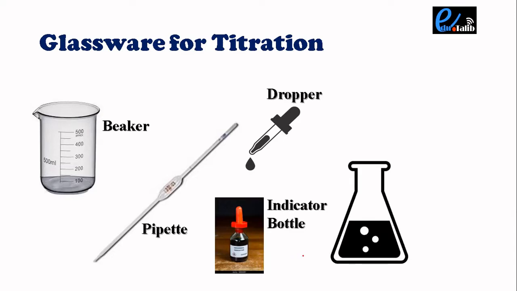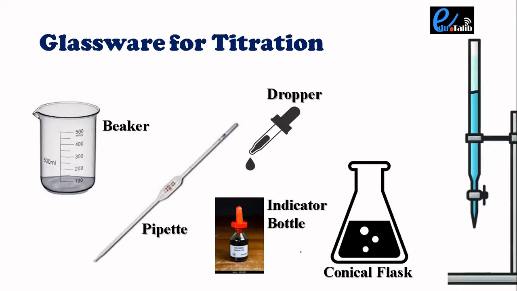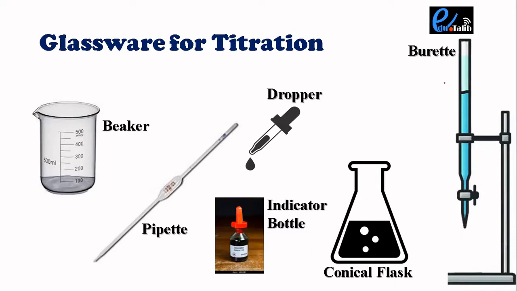This one is the conical flask. You have to remember the names of all these glassware. This one is the longitudinal tube, which is the burette, and the next one is the burette stand, by which the burette is hanging in the longitudinal form.